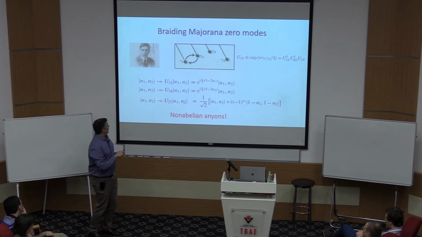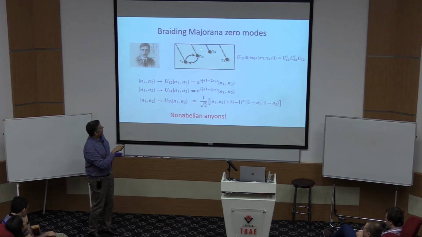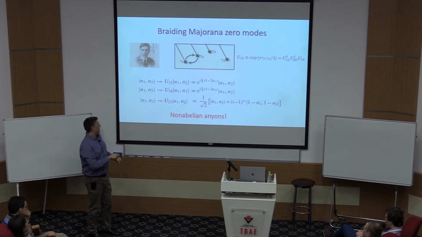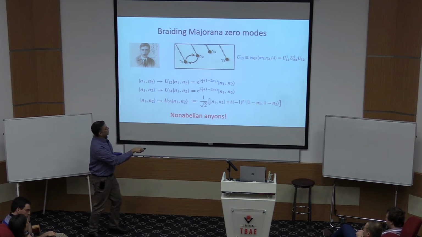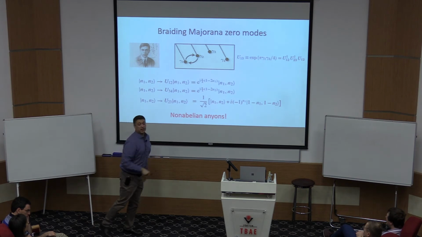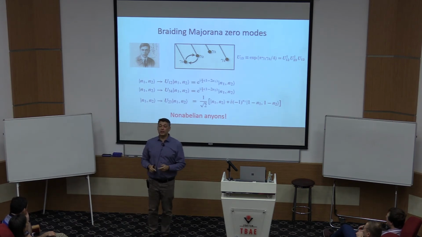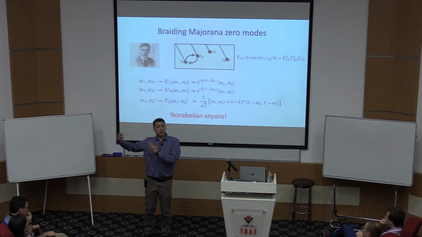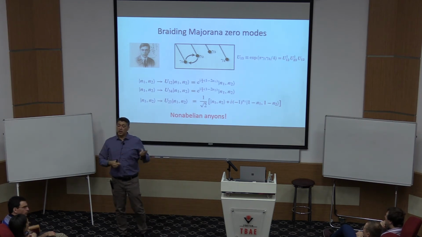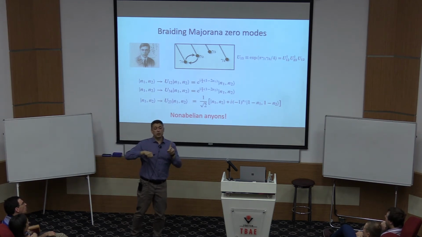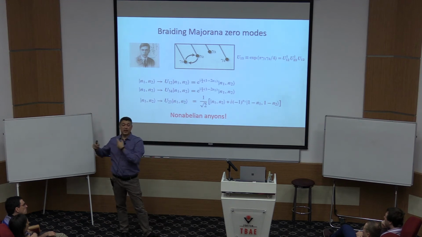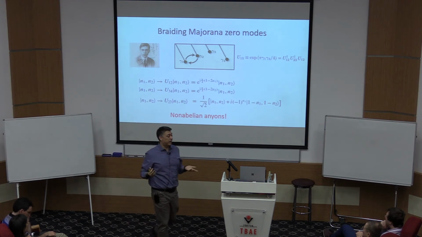But if you try to braid gamma 2 and gamma 3, and you actually exchange them, you see that this takes n1 and n2 to something which is a superposition of n1, n2 and 1 minus n1, 1 minus n2. This is necessary. If you're in 1, 1, it will take you to a superposition of 1, 1 and 0, 0. If you're in 1, 0, it will take you to a superposition of 1, 0 and 0, 1. And the reason for that is that total fermionic parity has to be conserved.